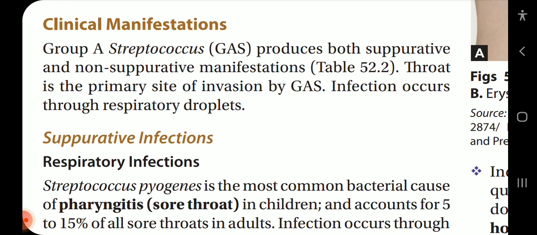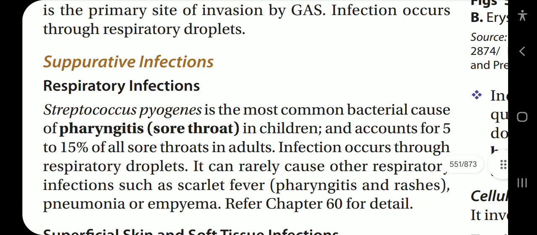Clinical manifestation. Group A streptococcus, GAS, produces both suppurative and non-suppurative infections. Throat is the primary site of infection by GAS. Infection occurs through respiratory droplets.